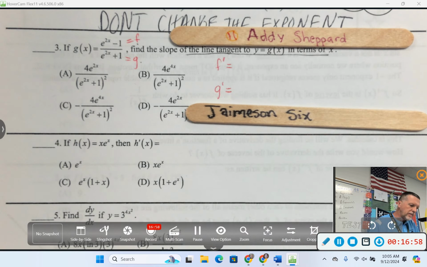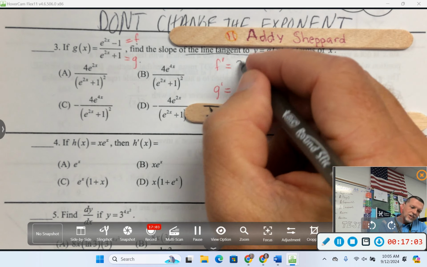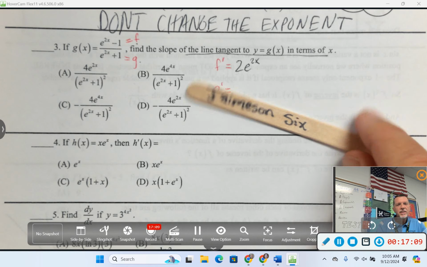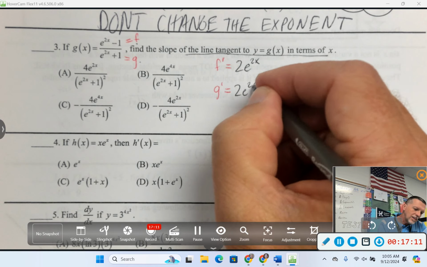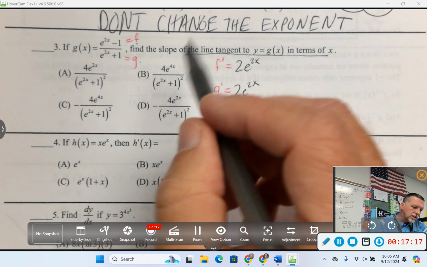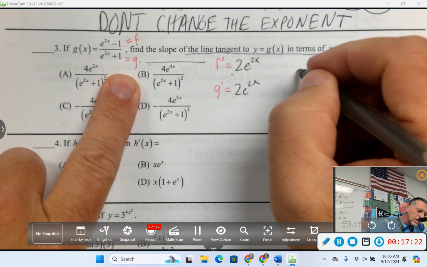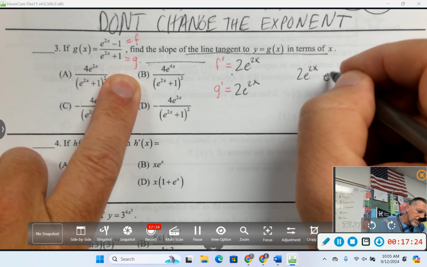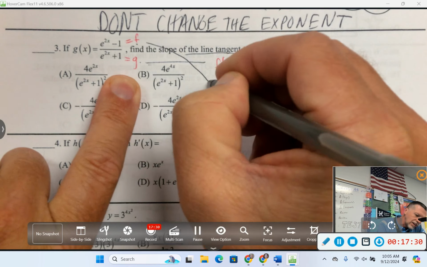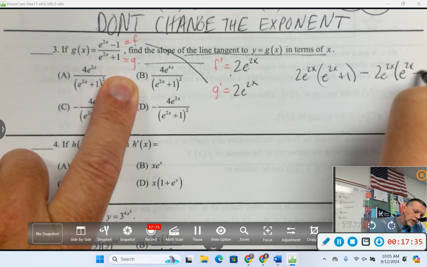Addie, how about the derivative of the top? 2e to the 2x. Jameson, how about the derivative of the bottom? 2e to the 2x. Okay, so now it's ready for the quotient rule. The GF has to come first to make things work out. GF prime, so 2e to the 2x, e to the 2x plus 1, minus, the other way around, 2e to the 2x, e to the 2x minus 1.